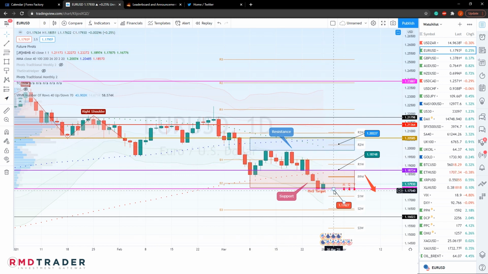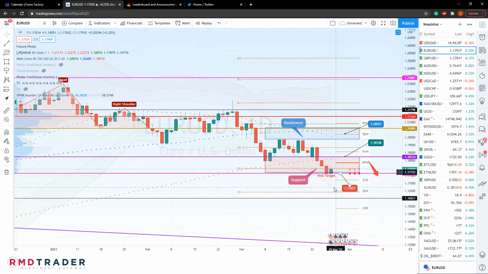A break lower below that low of last week at 1.176 will then set up a new short target, probably in the vicinity of either the monthly S3 at 1.164 or somewhere along 1.160.